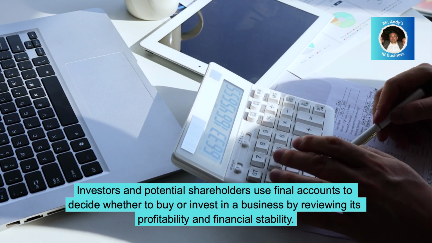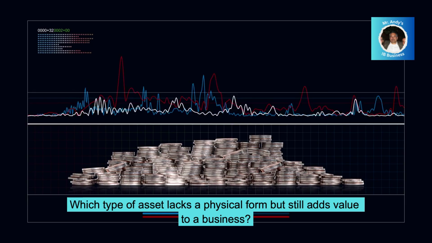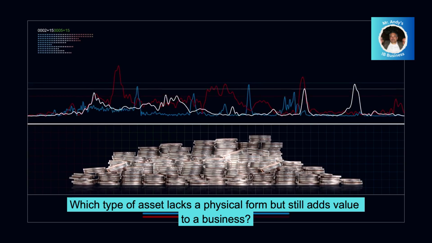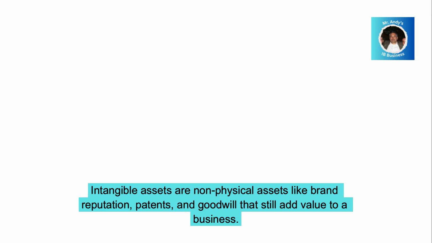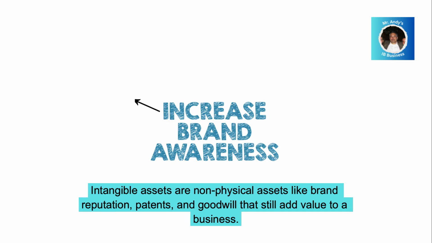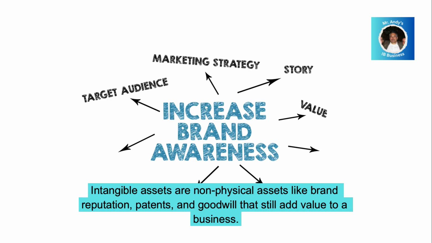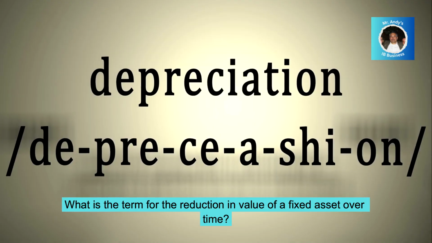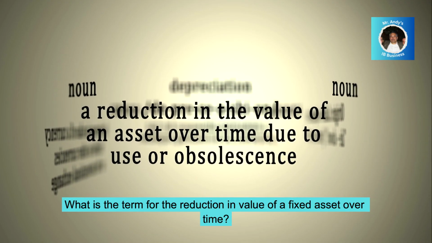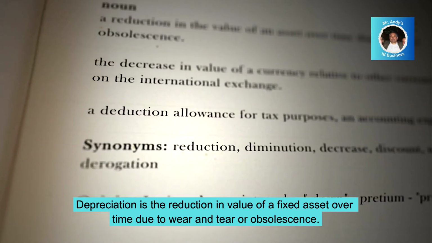Which type of asset lacks a physical form but still adds value to a business? Intangible assets are non-physical assets like brand reputation, patents, and goodwill that still add value to a business. What is the term for the reduction in value of a fixed asset over time?